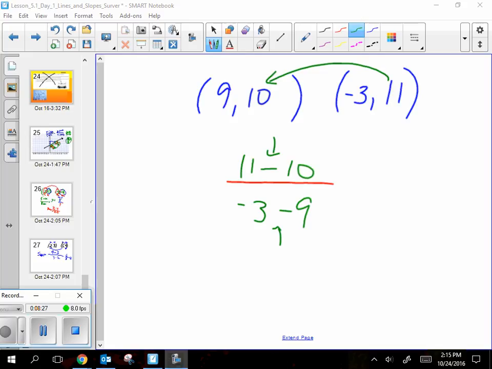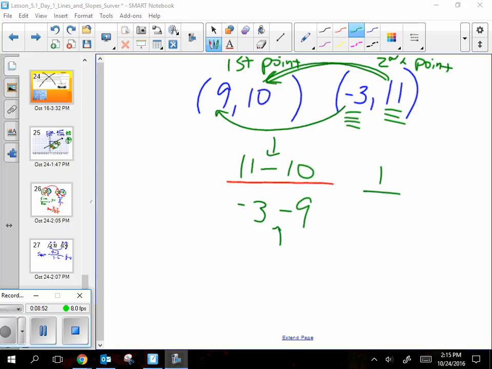Nope, it's the second number. Like this one has to be first. So the second, see how these are the first point, and this is the second point. It's the second point always goes first in your equation. So it's this one, 11 minus the 10, so it's negative 3 minus the 9. Now 11 minus 10 is 1.